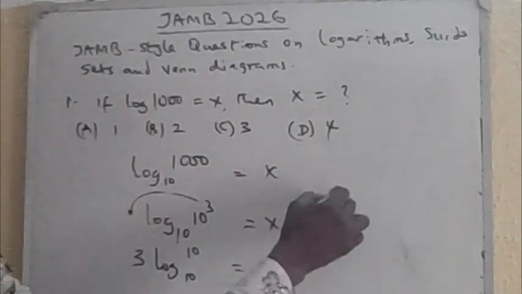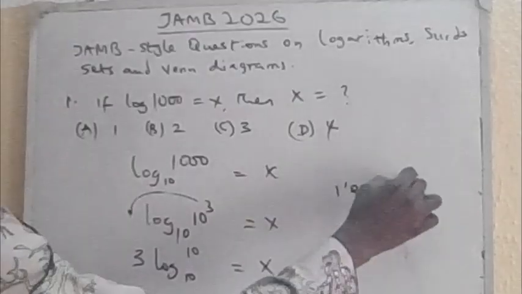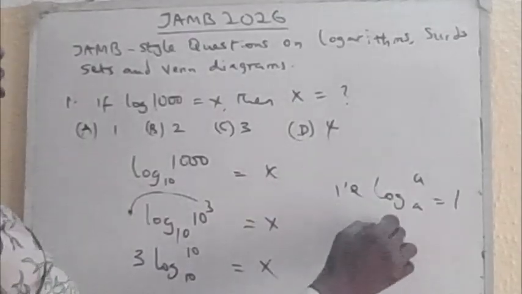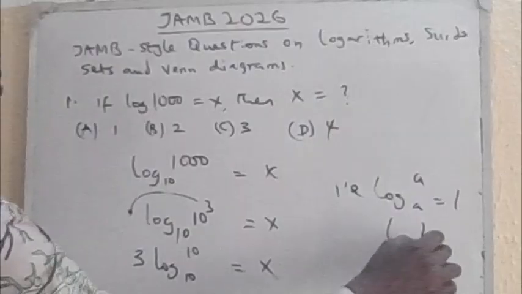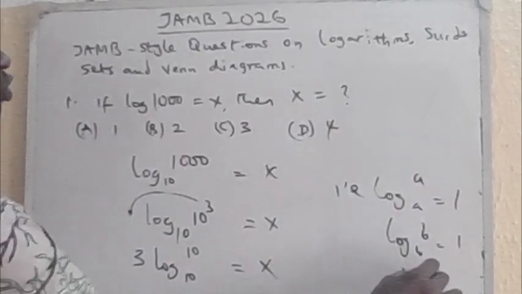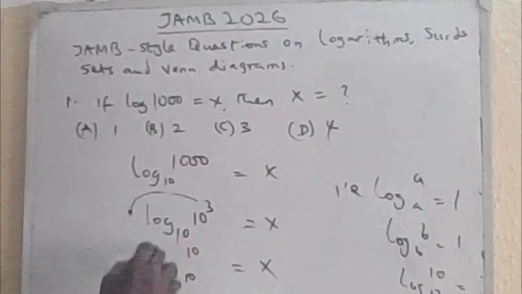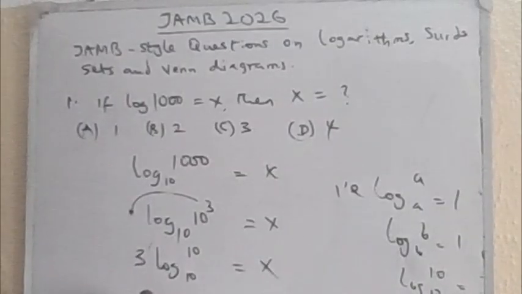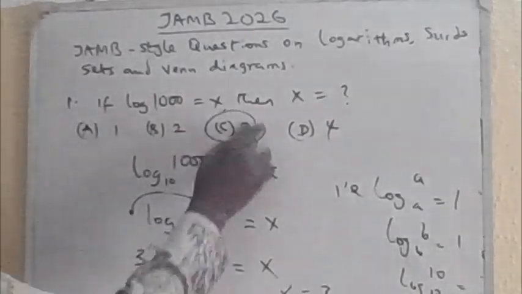Again, another law says that log to the same base is equal to 1. That is, log a to base a is equal to 1. Log b to base b is equal to 1. And log 10 to base 10 is equal to 1. So this now becomes 1. So it's 3 times 1 is equal to x. Therefore, x is equal to 3. So if x is equal to 3, the option is option C.